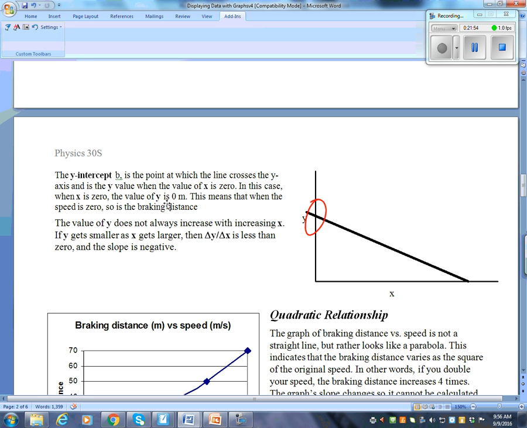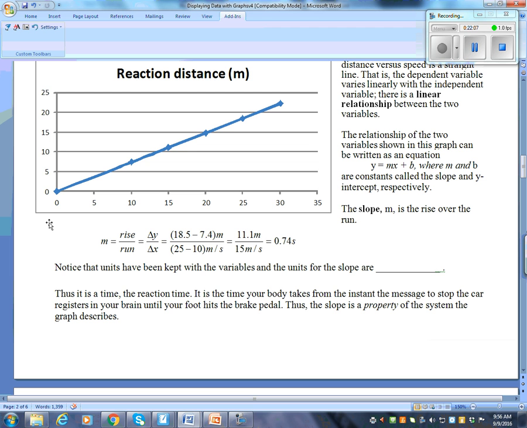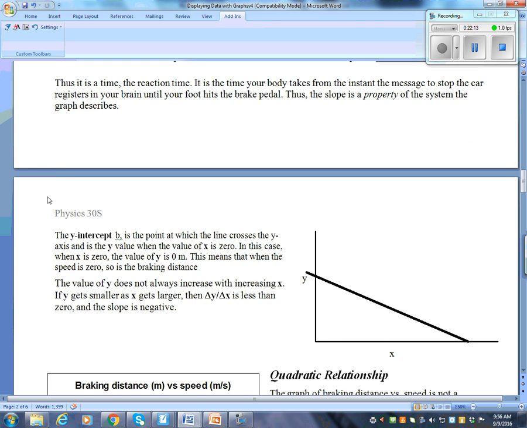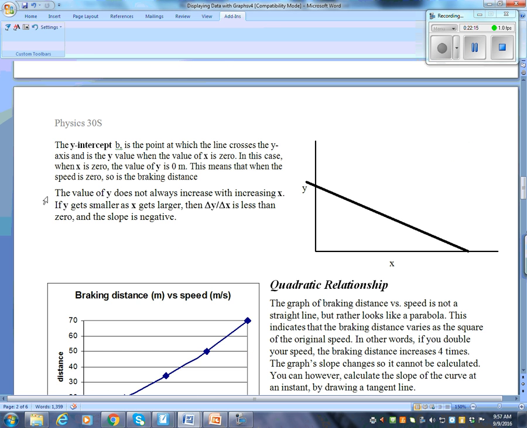How come? Because Savannah told us that the origin is a valid data point, and it said when we were traveling 0 meters per second, my y value is 0. So the y value was a 0. We can also see that right on the graph, because what point does it go through? Right there at 0. This means that when the speed is 0, so is the braking distance.